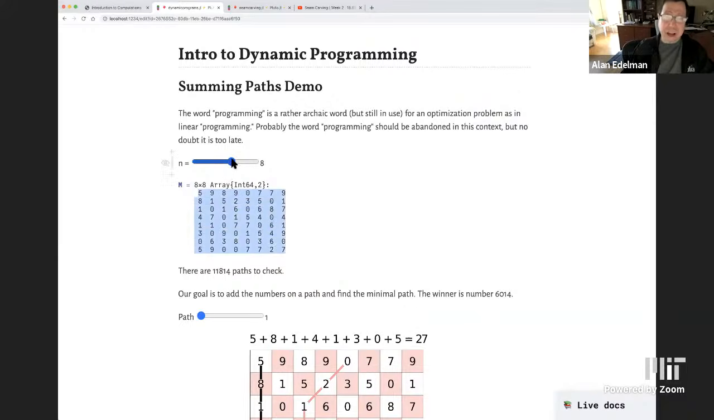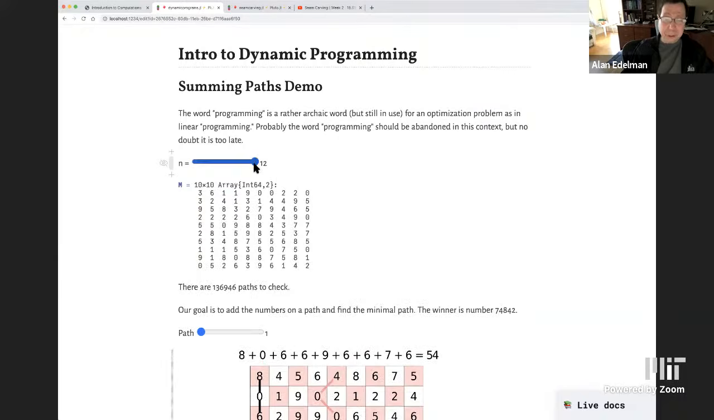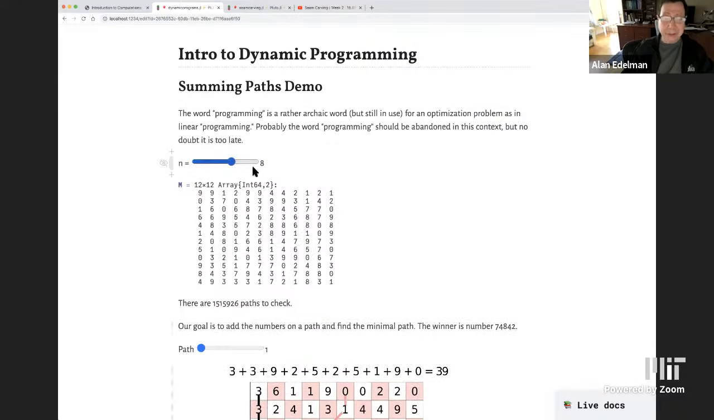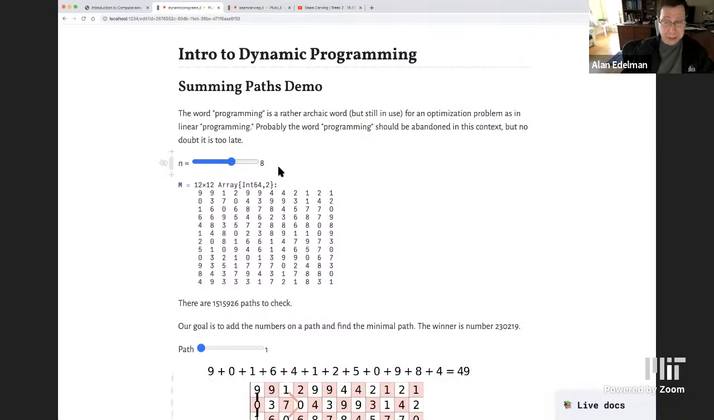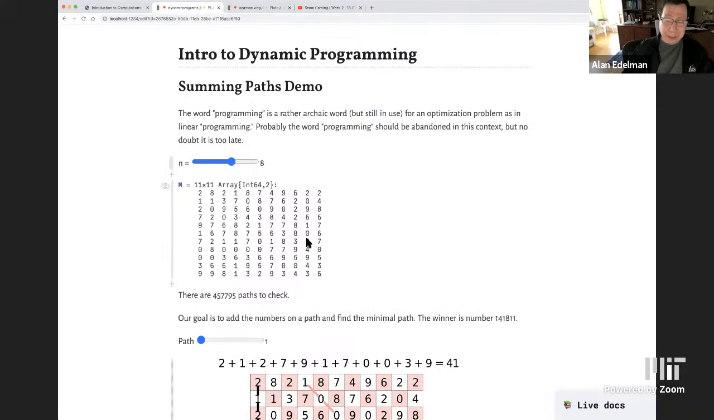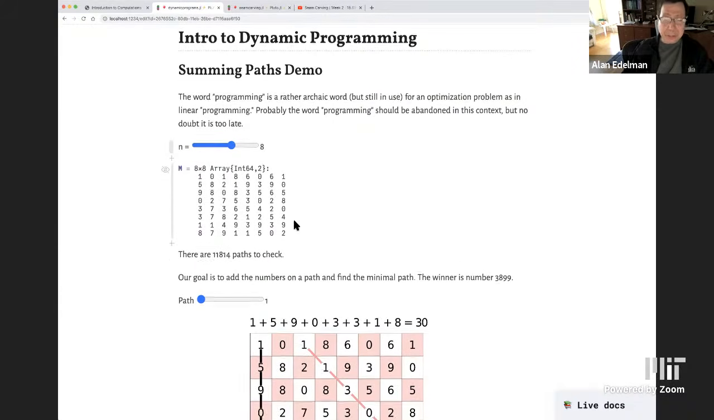And if you use the slider, which should be working on the web, you can make the matrix smaller or bigger. I made it go up to 12. You can go higher if you like. I guess 8 makes me think of a checkerboard, so maybe I'll do an 8 by 8 in this case. Here's an 8 by 8 matrix. And what I would like to do is minimize something. So what am I going to minimize?